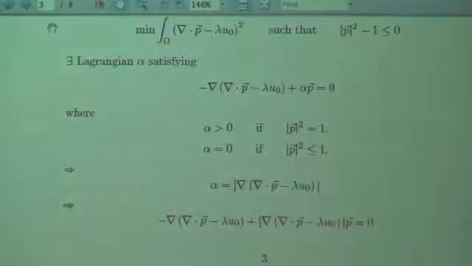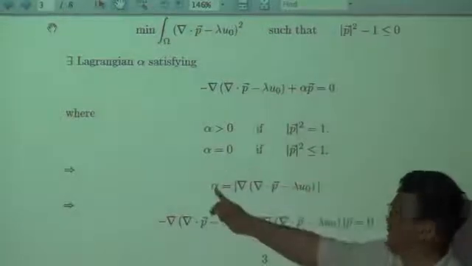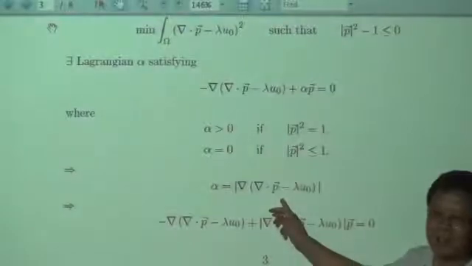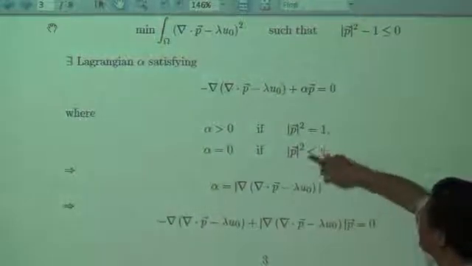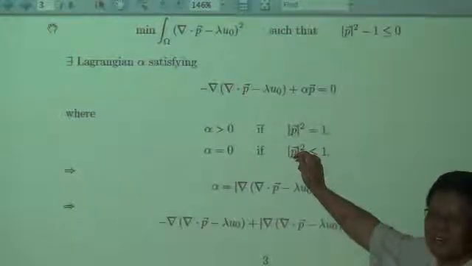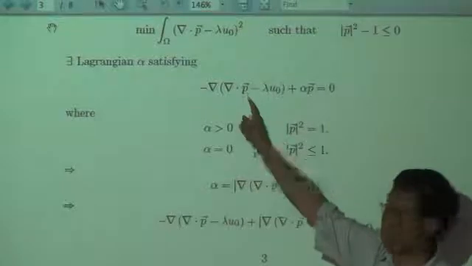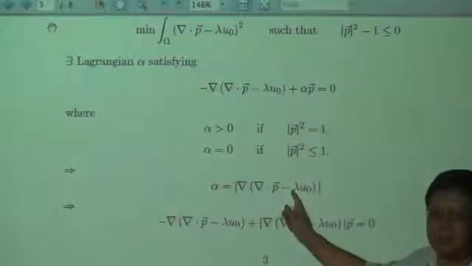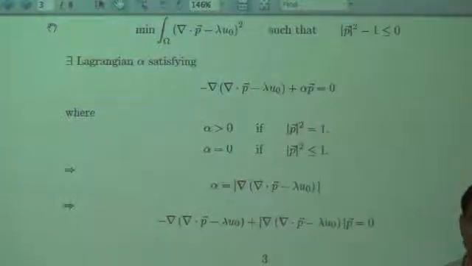Why does alpha always equal this one? Because when it is not active, this is a 0, so alpha is 0, and they are equal. When this is not active, the norm of P should be strictly less than 1. When it's not active, alpha equals 0, and this also equals 0, so therefore this equals this one. When this is active, why are these two equal?